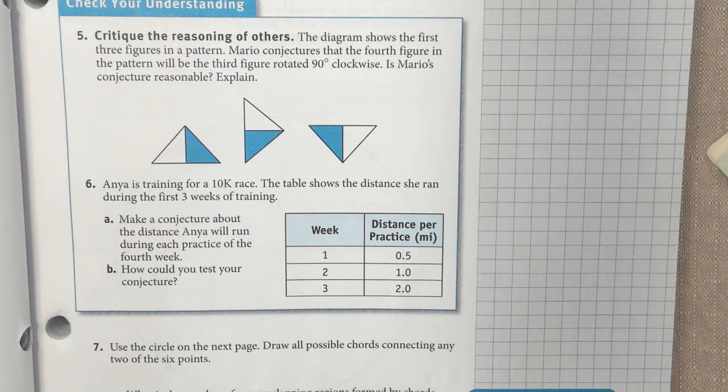So the diagram on number 5 shows the first 3 figures in a pattern. Mario conjectures, so Mario predicts, that the 4th figure in the pattern will be the 3rd figure rotated 90 degrees clockwise. So let's talk about some language.